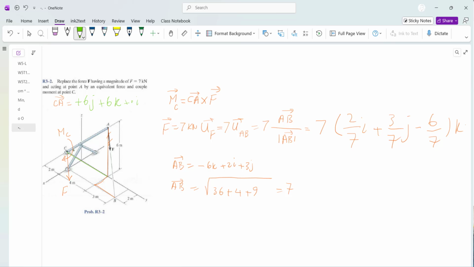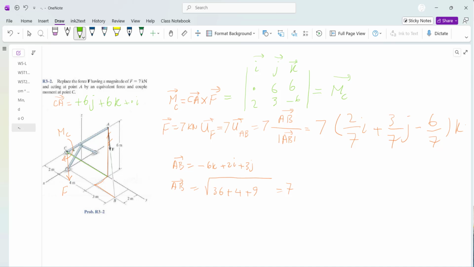Now this can be calculated by writing the determinant of I, J, K. That's the definition of cross product by a 3 by 3 determinant. So the second row would be the components of CA, which are 0 for I, 6 for J, and 6 for K. The third row are the components of F, which we found to be 2, 3 and minus 6.